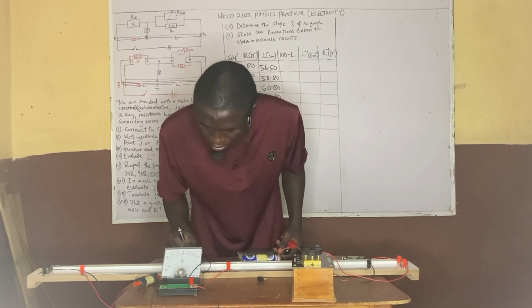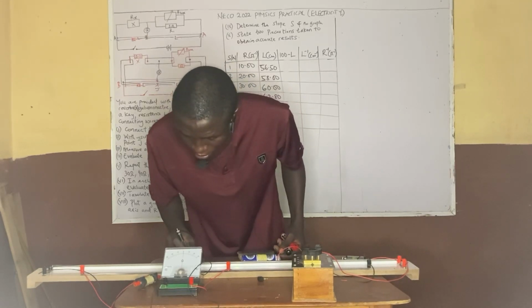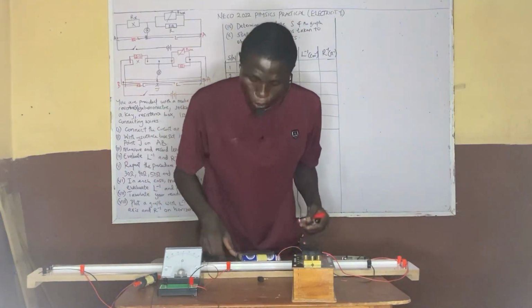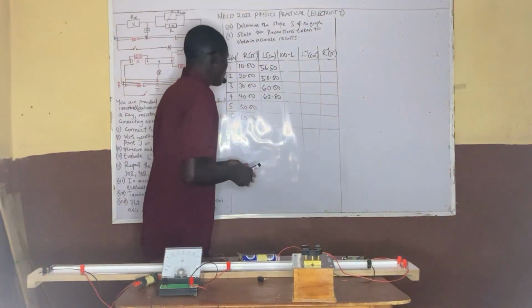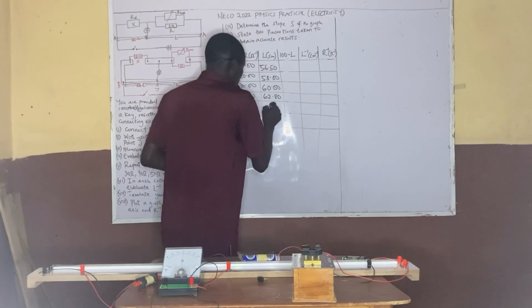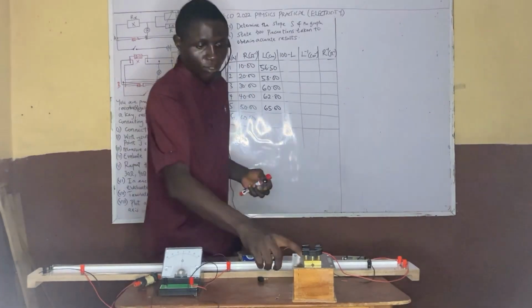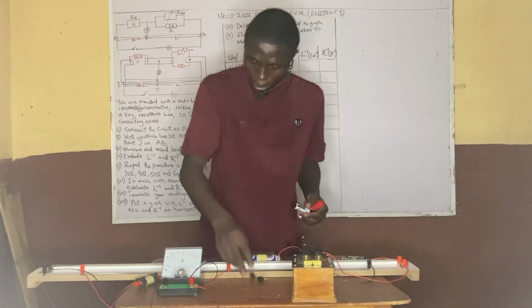So this is 60, this is 65, this is 65. Okay, this is 65 here. So 65.00, and the last one here is 60. So this 50 already, we remove one. Then plug in your key.